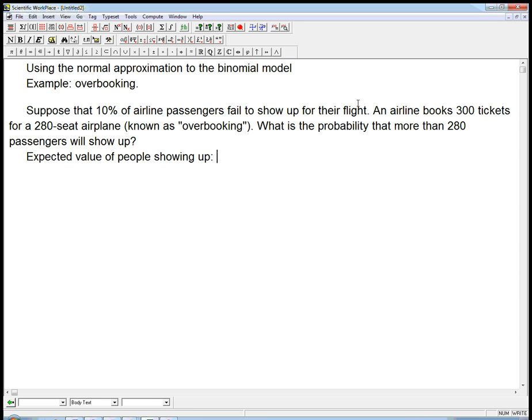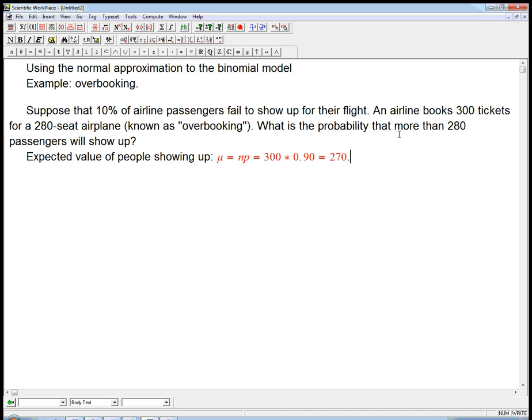We've got hopefully independent people. Now that's not necessarily true. What if there's a soccer team of 50 people that all come together? That would mess this up. But let's assume they're all independent, with equal probability of 90% showing up. That's 1 minus the 10%. Then the expected value is just np. So mu equals np, which is 300 times 0.90, or 270. So on average, we would still expect to have some empty seats.